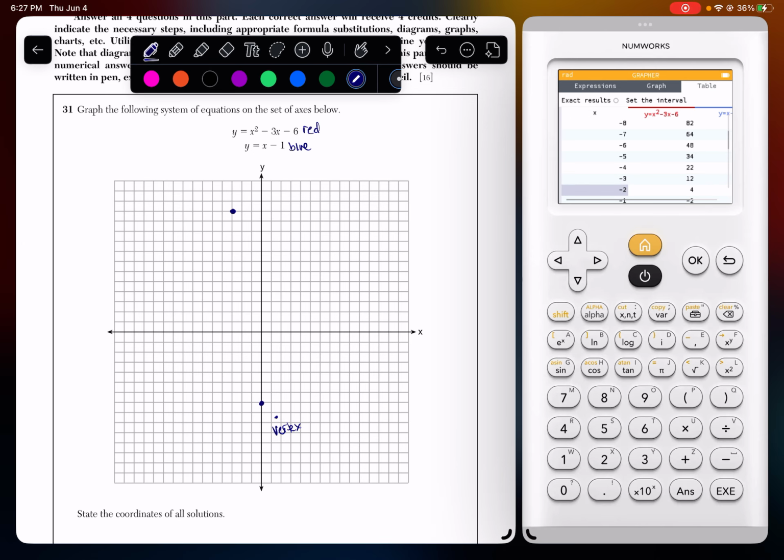Then I have negative 2, 4. Negative 1, negative 2. 0, negative 6. I've already plotted that one. 1, negative 8. We got our vertex from the grapher screen already. 2, negative 8. 3, negative 6.